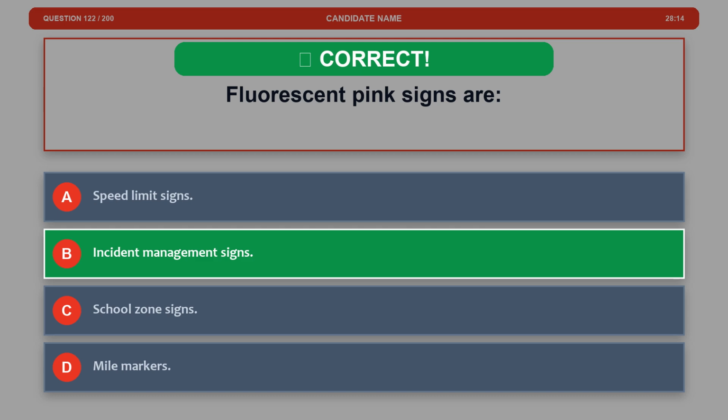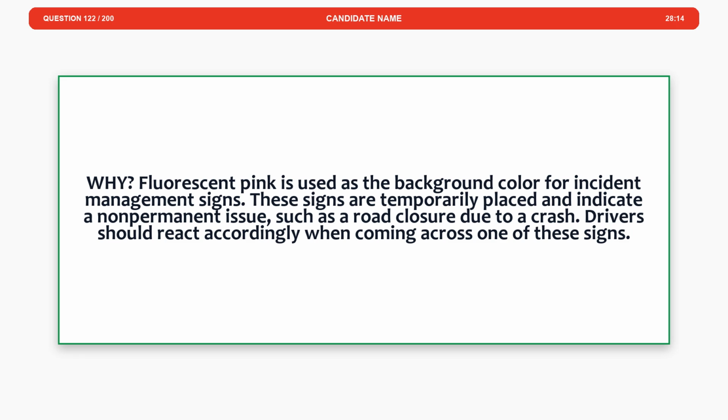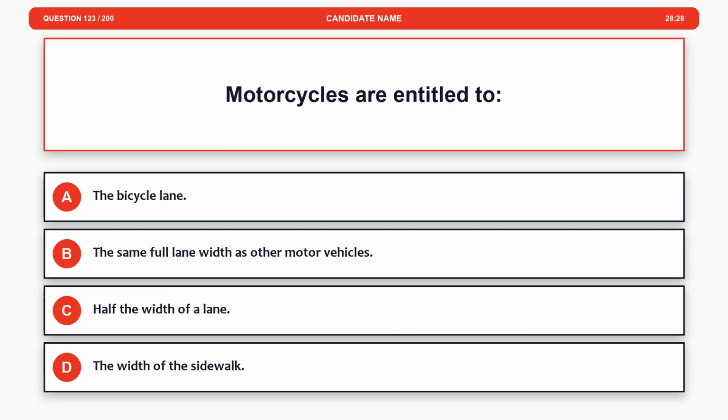The correct answer is option B, incident management signs. Explanation. Fluorescent pink is used as the background color for incident management signs. These signs are temporarily placed and indicate a non-permanent issue, such as a road closure due to a crash. Drivers should react accordingly when coming across one of these signs. Question 123. Motorcycles are entitled to: Option A, the bicycle lane. Option B, the same full lane width as other motor vehicles. Option C, half the width of the lane. Option D, the width of the sidewalk.